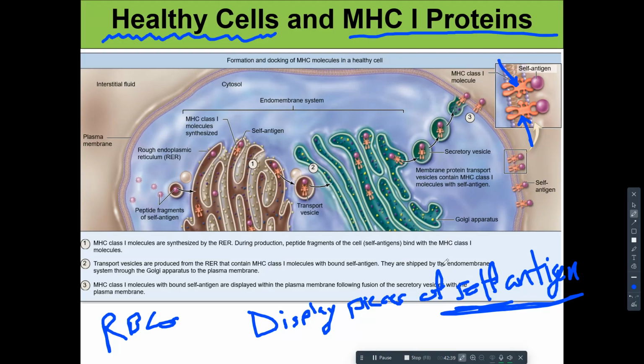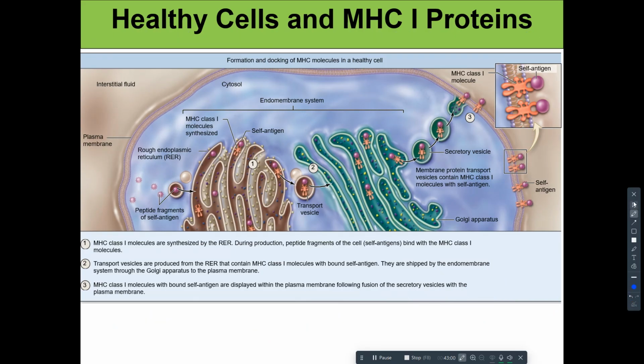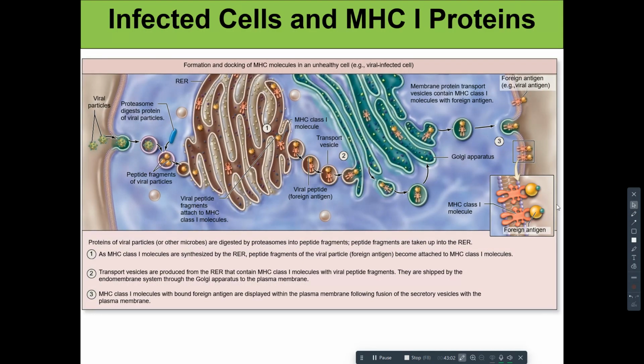All right, so that's what's going on in this diagram here. I just want you to have that fundamental idea that healthy cells are displaying pieces of healthy proteins as a way to say, I'm healthy. And they're doing that display on MHC1s. Remember, we dealt with MHC2s earlier. Okay, but what happens if a cell is infected with a virus or it becomes cancerous?